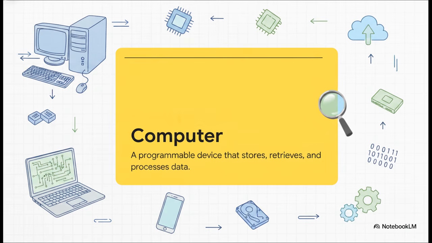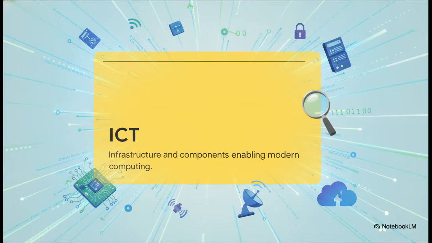Now at its core, a computer is simply a programmable device that stores, retrieves, and processes data. Whether it's that heavy desktop sitting in your school lab, the sleek laptop on your desk, or even just the smartphone right there in your pocket, if it takes in information, processes it, and spits out a result, it is a computer. Let's give it another spin.